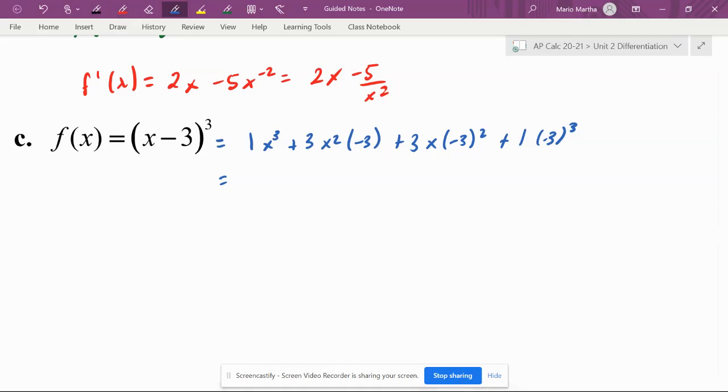All right, so again, we simplify. We're still at x minus 3 to the third power. So here we have x to the third, and then 3 times negative 3 gives us negative 9x squared. 3 times, first we do this part, that would give us positive 9, so that would be plus 27x, and then plus 1 times negative 3 to the third power, that would be negative 27.